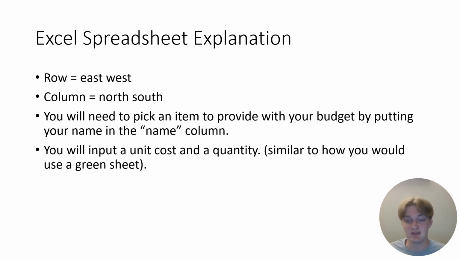So first thing, in this spreadsheet, in the column that says name, you are going to need to pick a row. And the rows are different items. In those item rows, you will need to put a cost per whatever the thing is and the quantity of that thing you intend to buy.